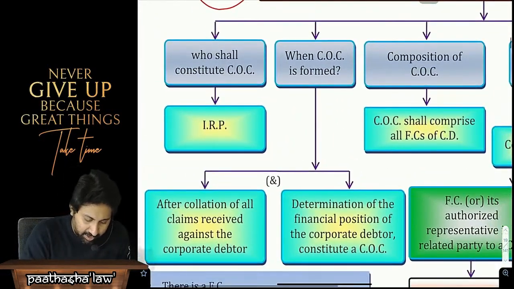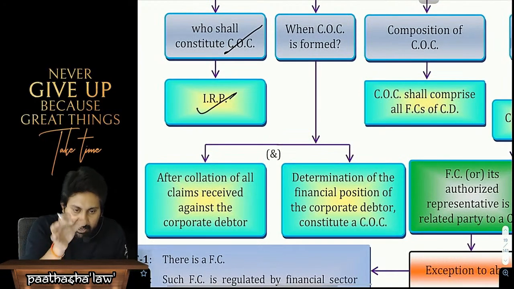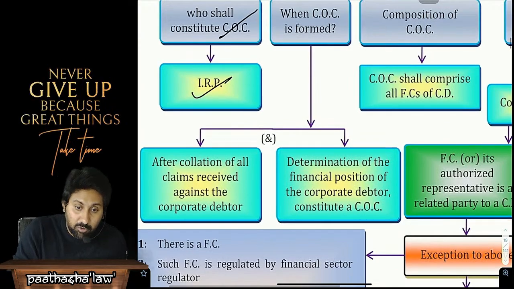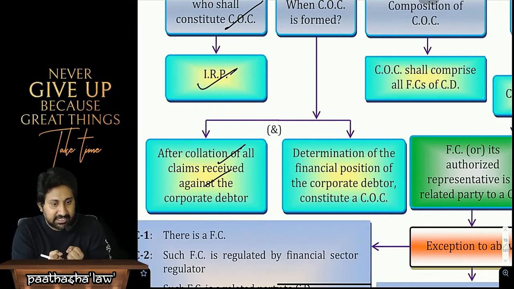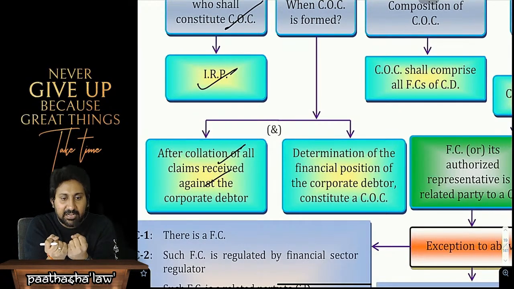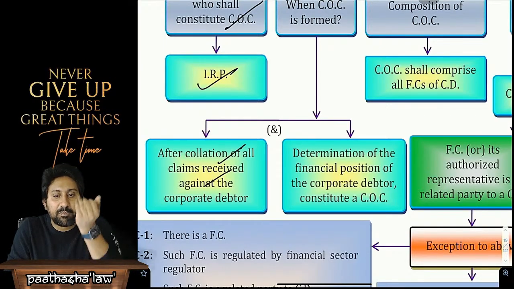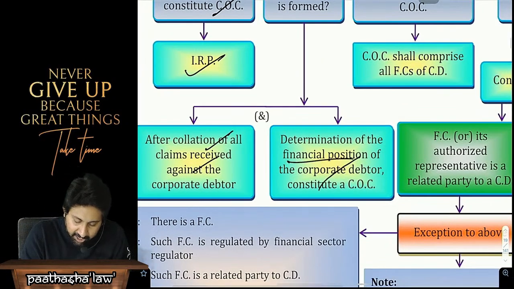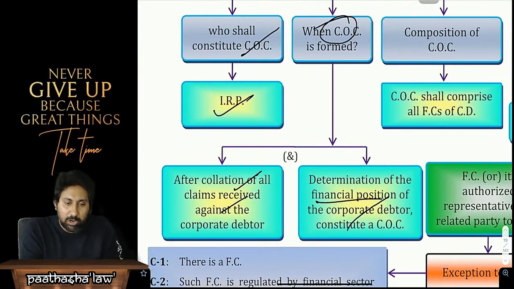Who shall constitute the Committee of Creditors is the question now. The IRP will constitute the Committee of Creditors. After collation of all the claims, which will be received under section 15, two types will be there: financial debt and operational debt. From that, I will take the financial debts, and operational I will sort out. These financial debt persons are called financial creditors. These people will form the committee. After determining the financial position, the Committee of Creditors will be formed after collation of all the claims.